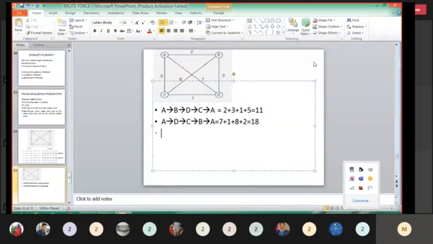A to C, C to D, D to B, B to A. Okay. Now we visited all the four cities A, B, C, D. Again, we reached the same city, A. Now, what is the distance? A to C distance is 5, plus C to D 1, plus D to B 3, plus B to A 2. What is the total distance traveled? 11. Okay. What is the next path?